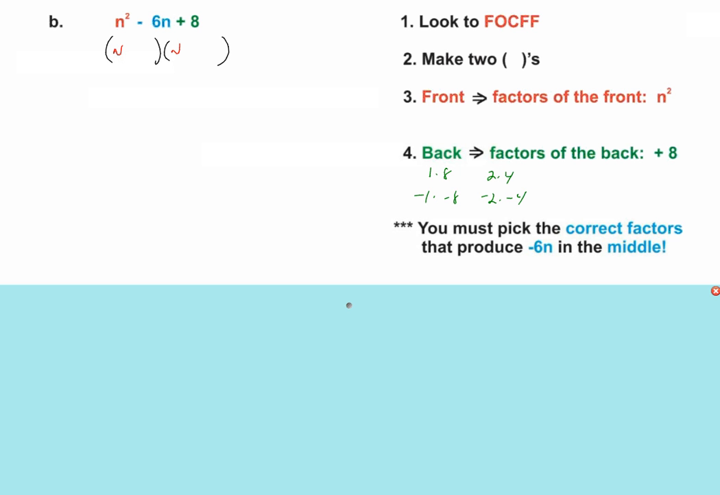All right, I'm going to pause the video, see if you can find the correct factorization. All right, how many are sure they have the correct answer? Let me see your hands.